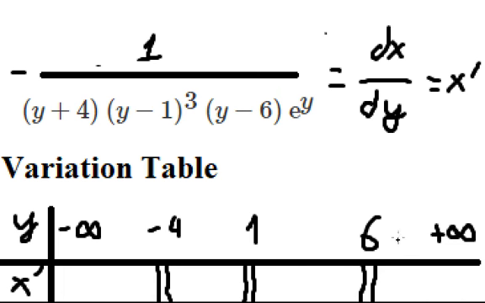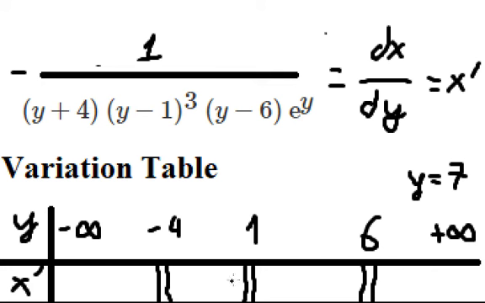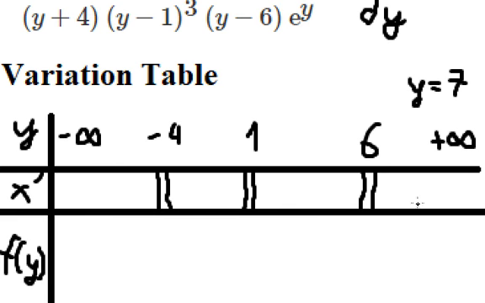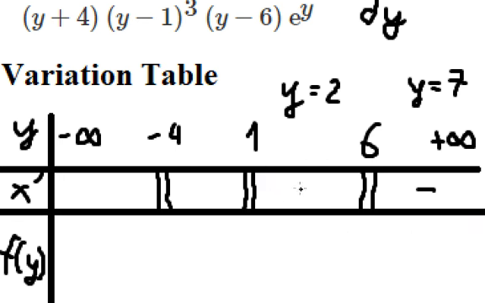Next, we need to consider the sign. So we put y equal to 7 in here. I will put 7 going here, here, here, and here. So we have negative 3.8 times 10 to the power of negative 7. This is negative. About this one, I will select y equals 2. So I will put 2 going here, and we have 1.5 times 10 to the power of negative 3. This is a positive number.